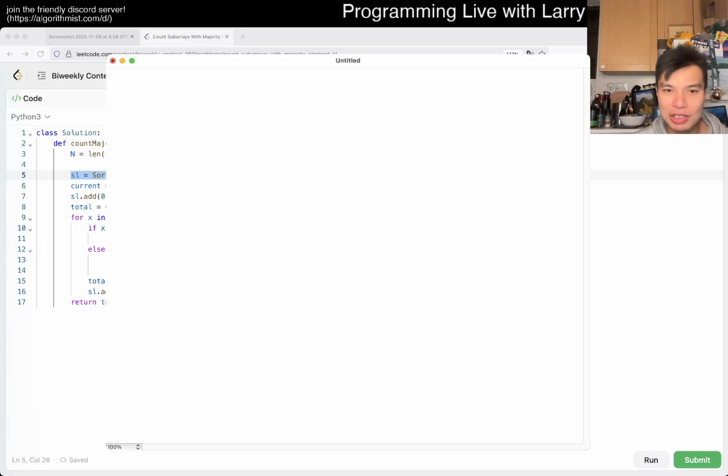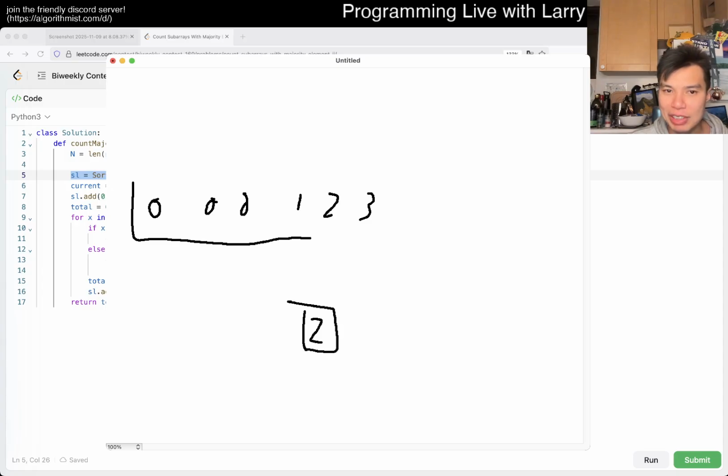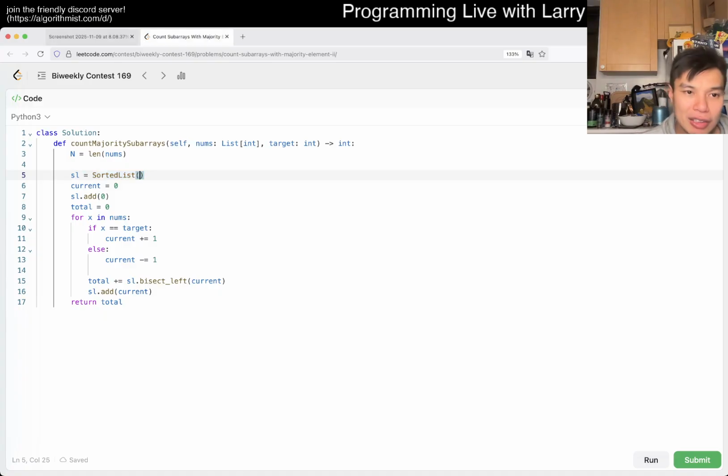The reason why I use the sorted list is because, given a prefix sum, let's say we have a prefix sum of 0, 0, 0. I mean, not in order because we sorted them. This is the sorted list. And let's say now we have a number that's 2. Then all we have to do is just do a binary search to count the number of numbers less than 2. That's why I use the sorted list. Pretty basic. And yeah, so now I have a sorted list.